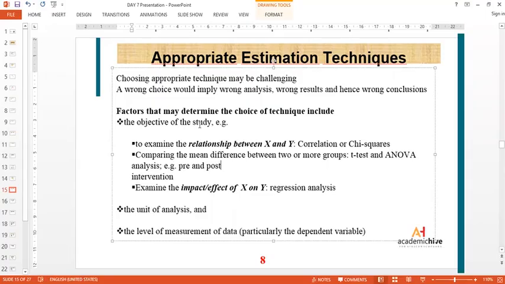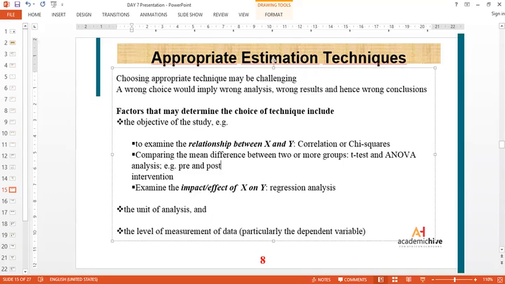If there are more than two groups, it is what? ANOVA. That is when you want to see the difference among, when it's more than two, you don't use the word between again. You want to see the difference among, then it is analysis of variance, ANOVA.